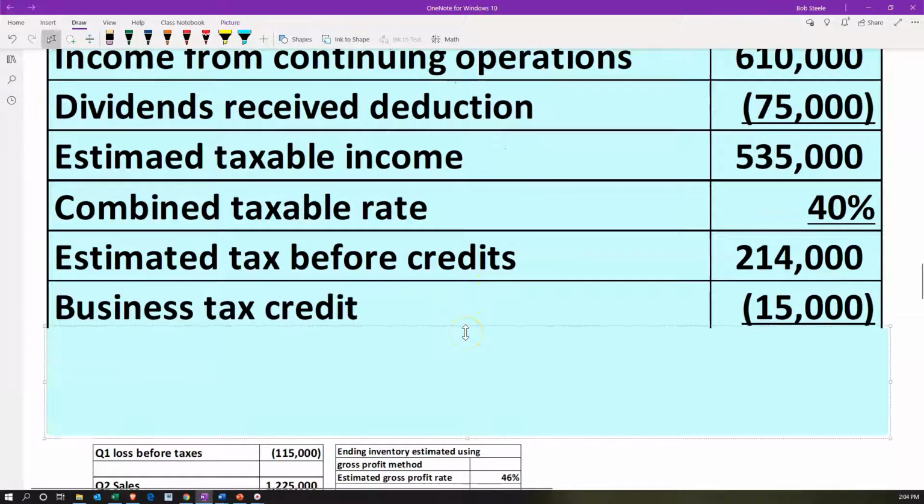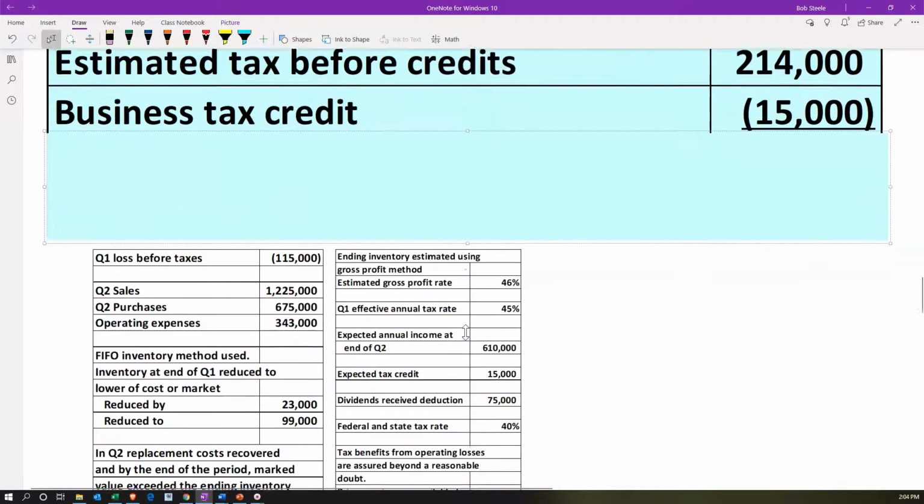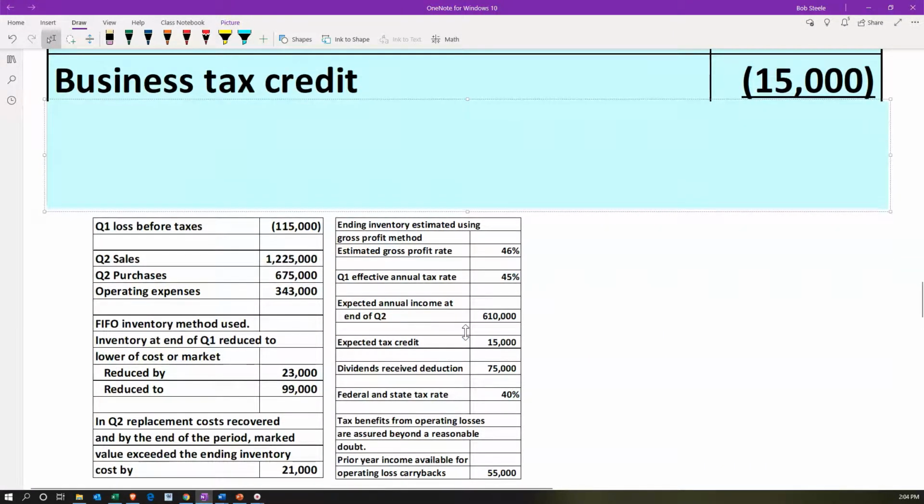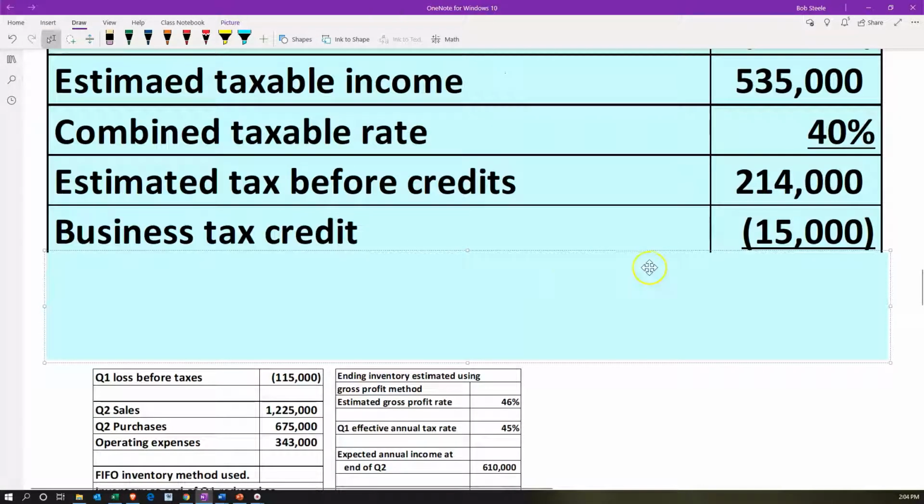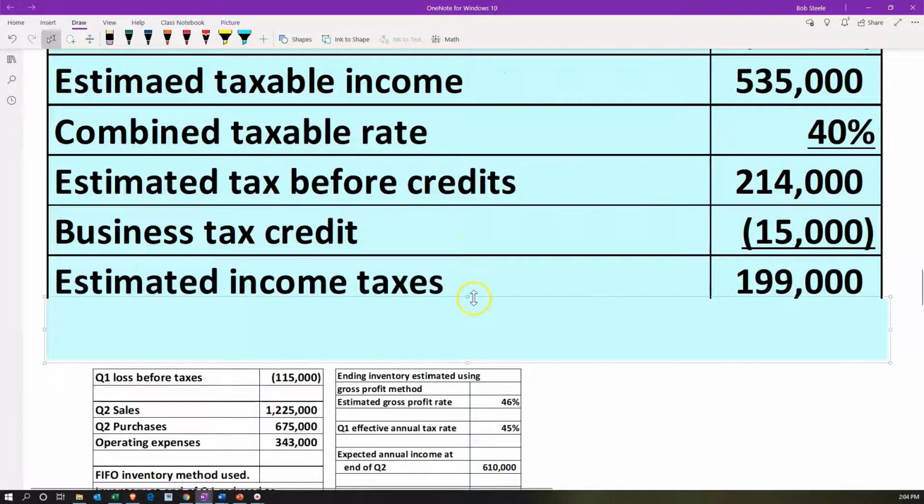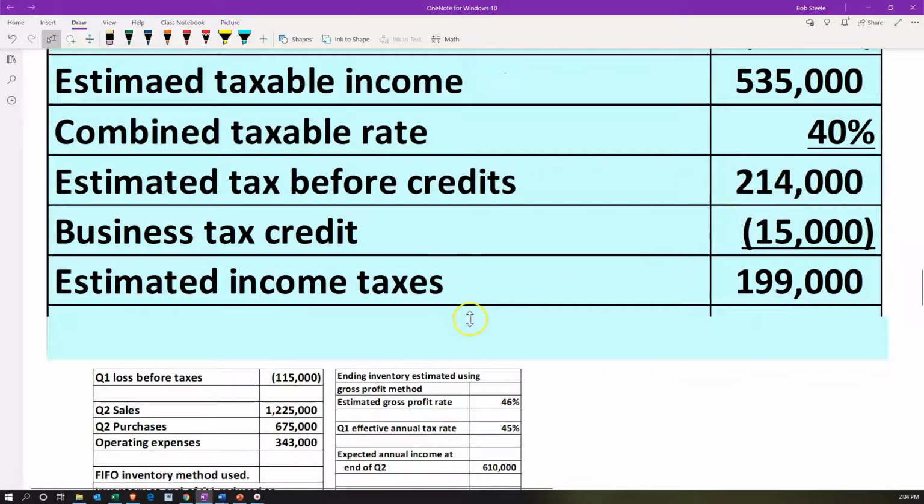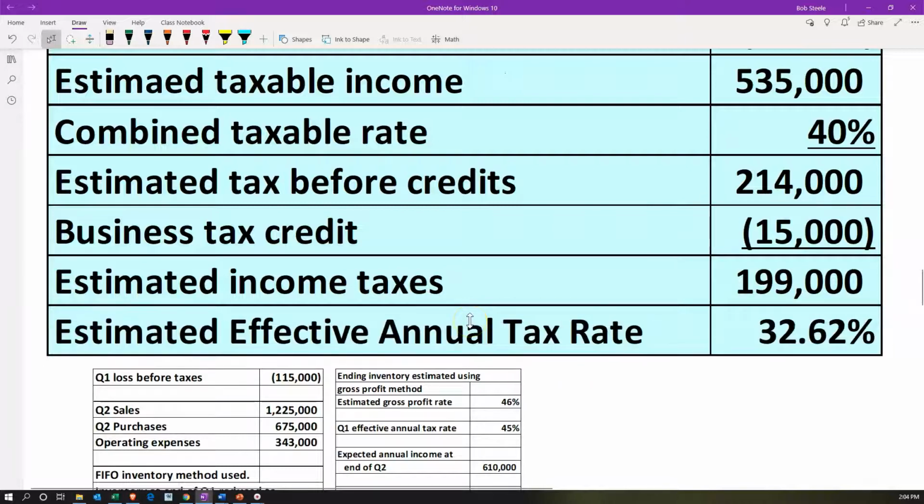Then we have the business tax credits, which was given at the $15,000. If we scroll down, we have the $15,000 down below that was given here. Expected tax credits. Notice that tax credit is not included in the rate. We would like to have some kind of rate where it basically includes the credit so that we don't have to try to figure out the credit on a quarterly basis or anything like that. So then we're going to say the estimated income taxes after the credit, the 214 minus the 15, is the 199. And then we're going to calculate our estimated effective tax rate.